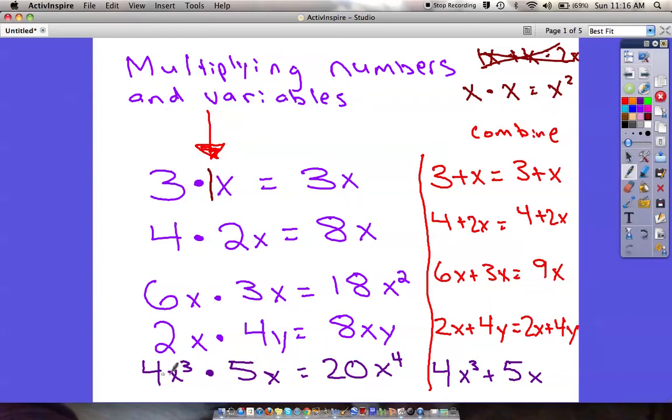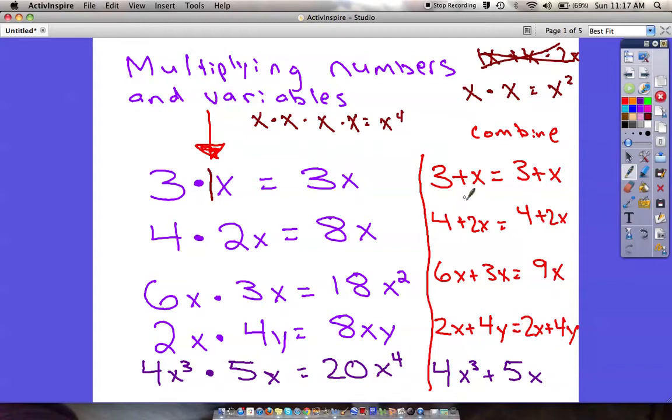And then down here, 4x to the third power times 5x. Well, 4 times 5 is 20, and then we've got to think about this a little bit. This should make sense, but if we have x to the third power, that's the same thing as x times x times x. Now, we're multiplying another x here. So altogether, this is going to be x to the fourth power, which is what I wrote right here. So 4x to the third power times 5x is 20x to the fourth power.